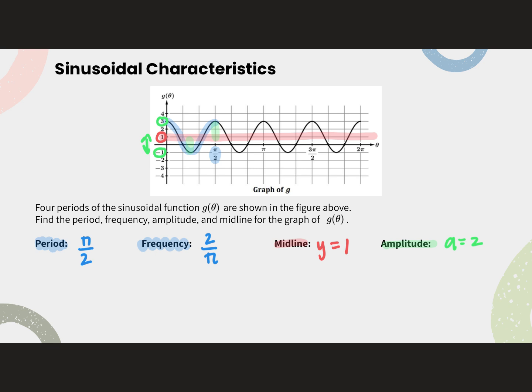The midline is halfway between the minimum and the maximum at y equals 1. The amplitude was 2. There's 2 units between that midline and the maximum at 3, and also 2 units between the midline and the minimum at -1.